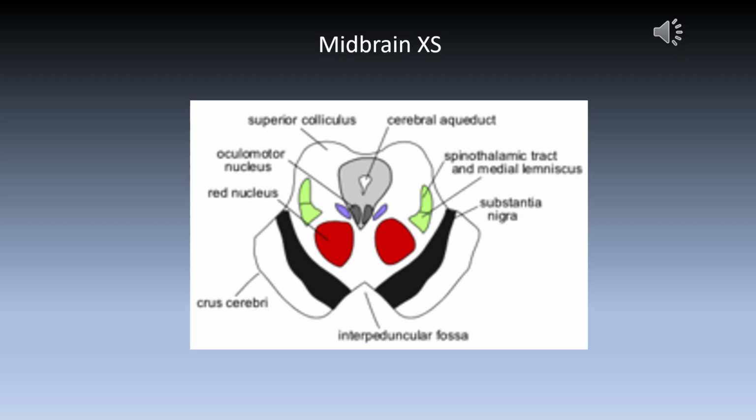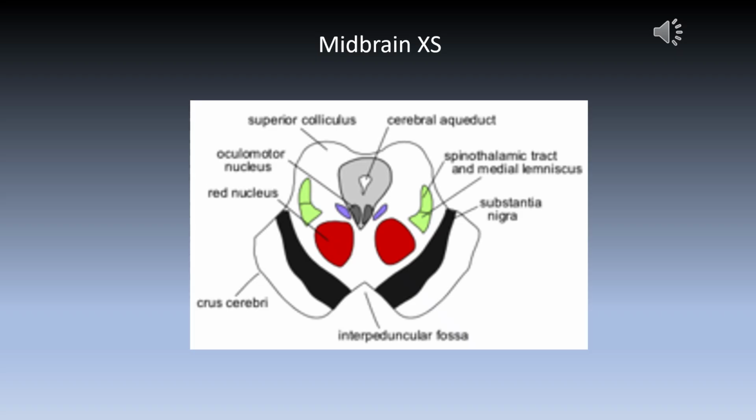Periaqueductal means it just surrounds the cerebral aqueduct. It does have some rather ill-defined functions, and I rarely remember what they are. I just know where it is, and that's all I would expect you to know. The periaqueductal gray matter is in the midbrain surrounding the cerebral aqueduct.